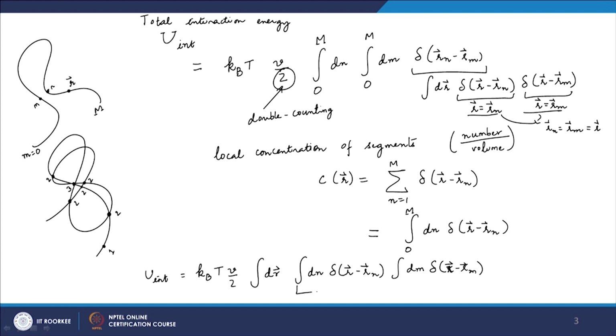So, now you can identify, since we have defined the local concentration already, this is my C of r and this is again my C of r. So, I get the same function twice, and what I do get is kBT V by 2 integral dr C of r squared.